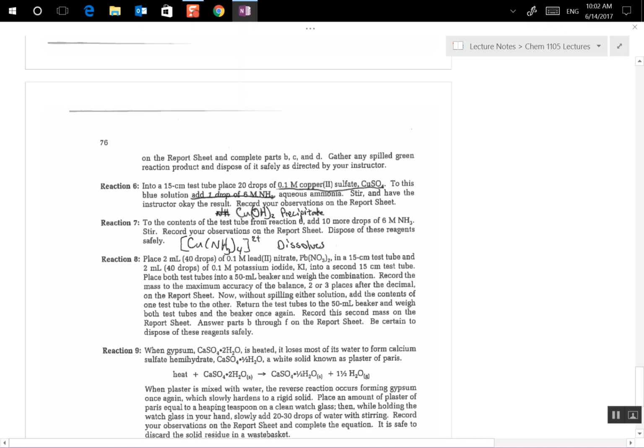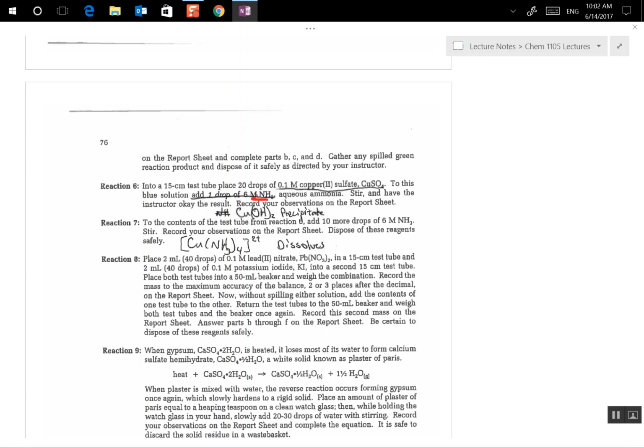Reaction 6, you're going to take some copper sulfate, which will be a solution that is blue. Copper(II) ions, Cu2+, are blue. So you're going to have this blue solution. It's clear, but it's blue. And you're going to add some ammonia to it, NH3.